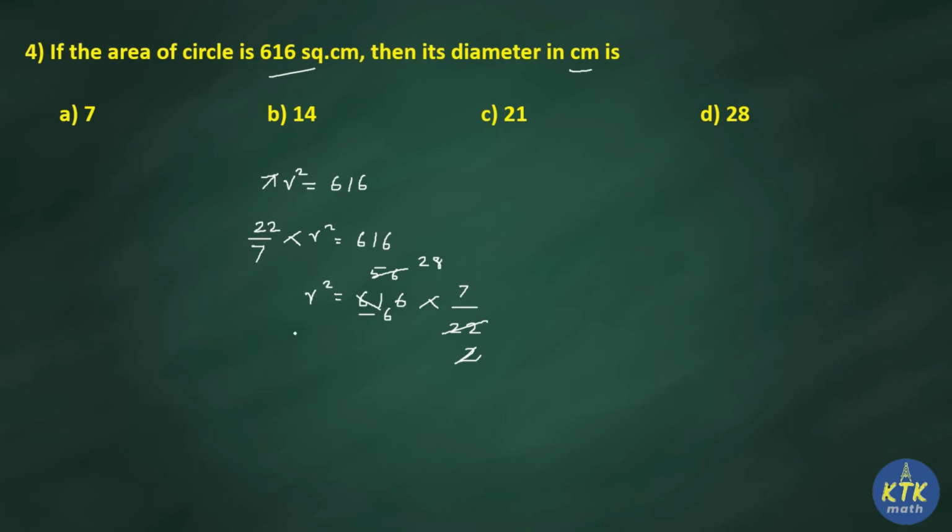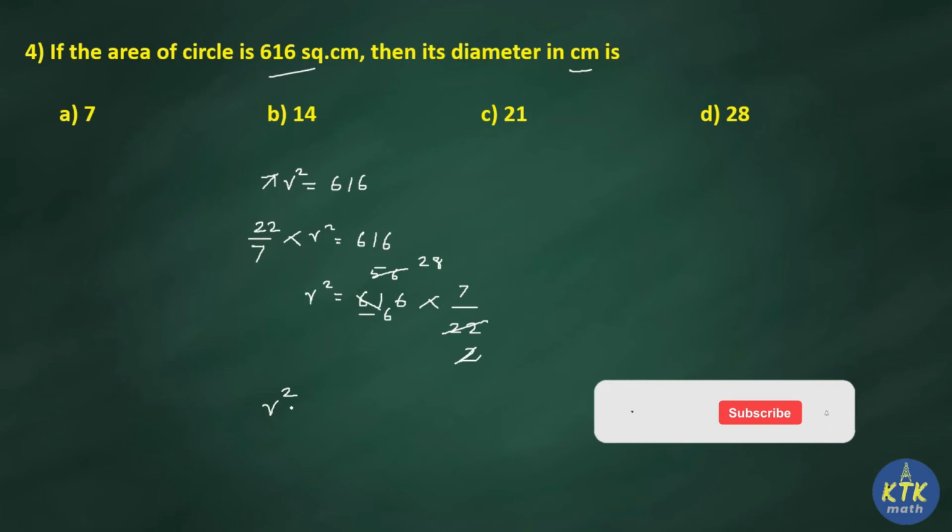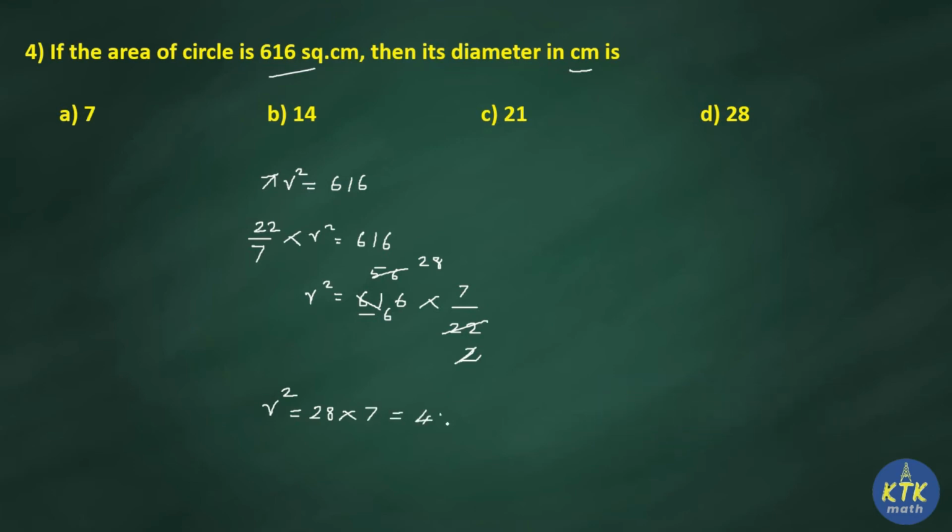So what will you get? 28. So 28 into 7 is there. I am not going to multiply because we are going to find the square root of that number. So I will write one more step there, 28 into 7. This 28 further I am expanding as 4 into 7, right? I am just doing the factorization method. So 28 can be written as 4 into 7.